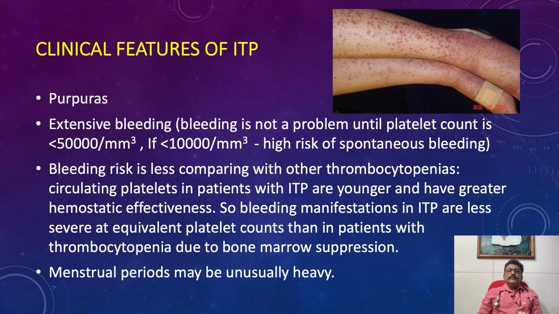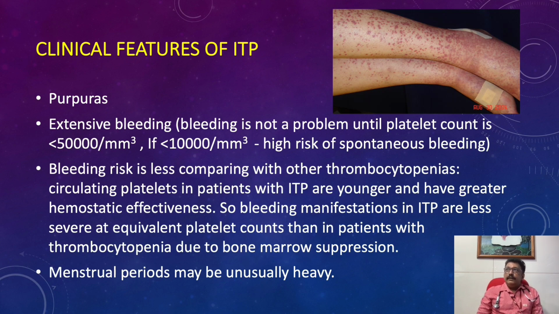Now the clinical features you can see here: small subcutaneous bleeding points, purpuric rashes all over the body. Not only in the lower limb, though the picture here is of the lower limb, you can get lesions all over the body. That is very, very important. Extensive bleeding points all over the body occur when the platelet count is less than 50,000 per cubic millimeter. If the platelet count is less than 10,000, patients can have spontaneous bleeding. With less than 50,000, they are prone to purpuric rashes, small petechial rashes you can see on the skin.